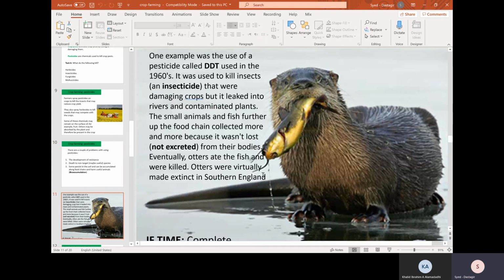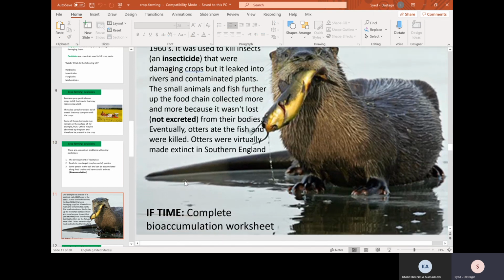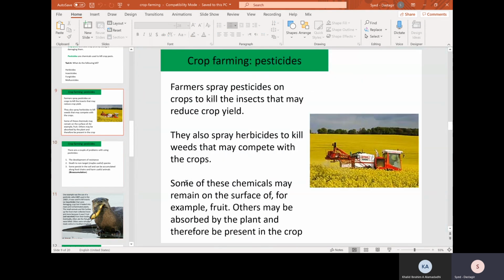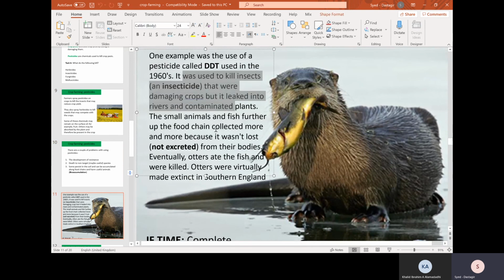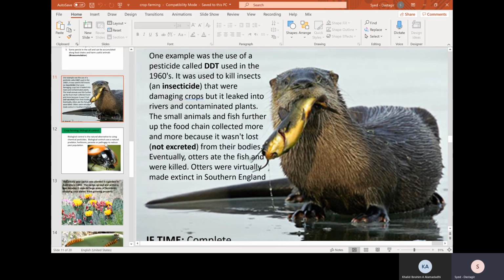So one example is DDT. You can have a look at that example in your own time. It was actually used in the 1960s as an insecticide, and there's plenty of information about that.